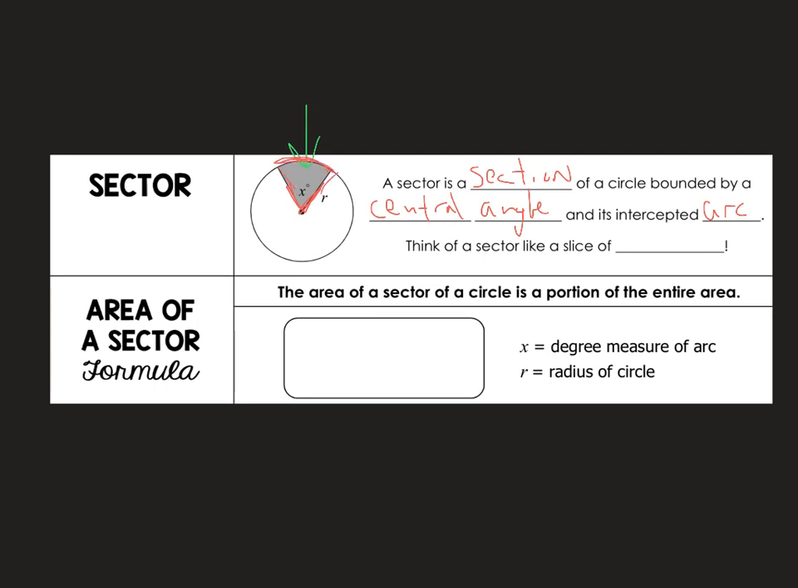And what does it look like? It looks like a slice of pizza. And who doesn't love pizza, right? I love geometry and I love pizza. It's a win-win. Now you're going to recognize the area of a sector formula.